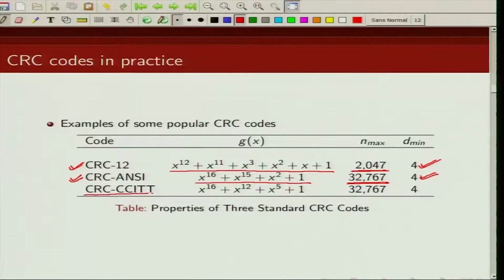Another popular 16-bit CRC code is the CRC-CCITT code, and its generator polynomial is x^16 plus x^12 plus x^5 plus 1. Its minimum distance is also 4 and it can take a maximum n of 32,767. If you subtract the number of parity bits from these values of n, which is 12 in this case and 16 in the other two, you will get the size of the information sequence that you are encoding using these CRC codes.